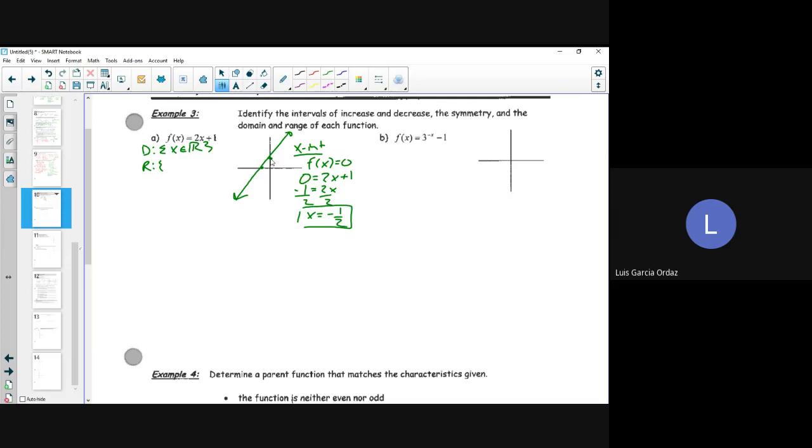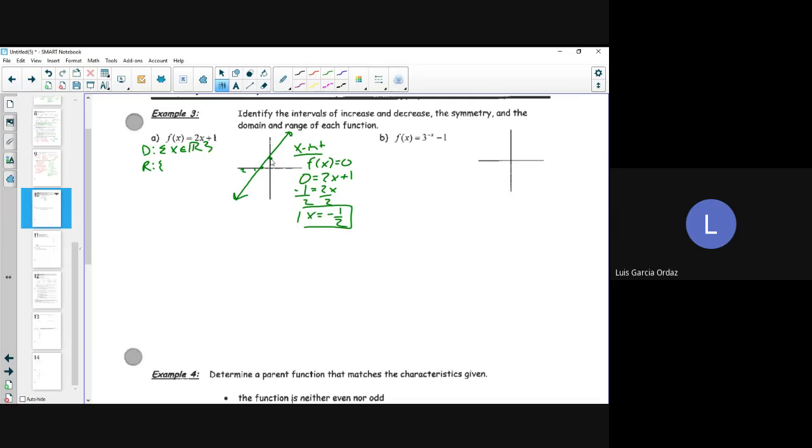I put negative 1 over 2. I just didn't scale my axis. So let's just say this was 1 over here, and this is 2, so in the middle would be negative 1 over 2. That's how you find the x-intercept: set f of x equal to 0, isolate for x, move the constant over, and then divide by whatever is attached to x.